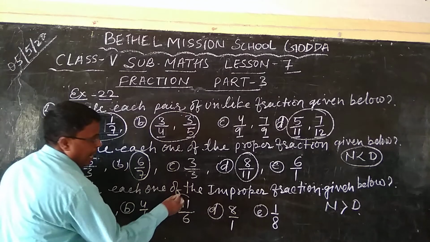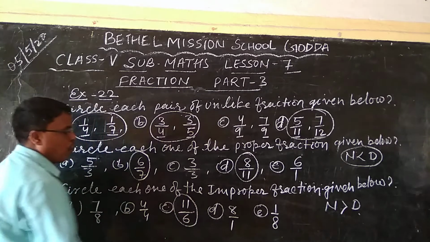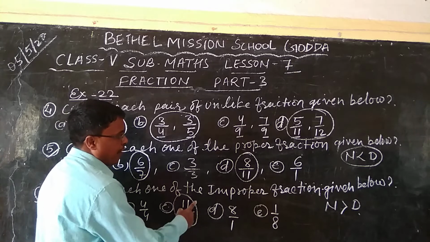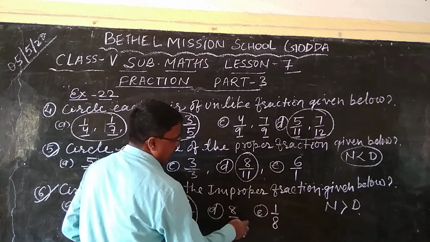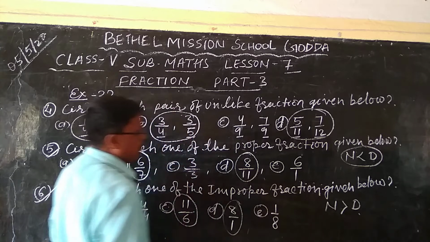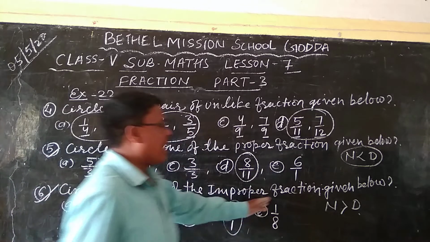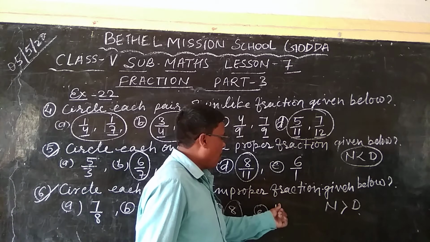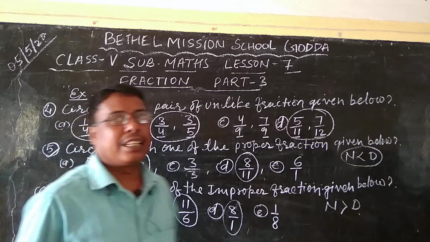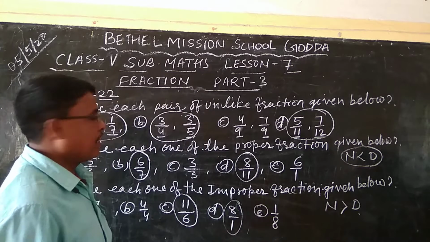Next, 11 by 6. 11 is more than 6, so this is an improper fraction. And 8 by 1, this is also an improper fraction. And the last one, 1 by 8. 1 is less than 8, so this is not an improper fraction. Okay. Next question.